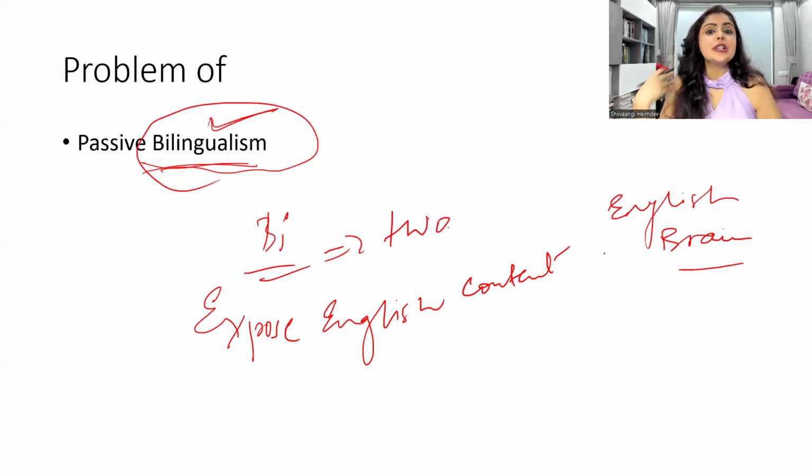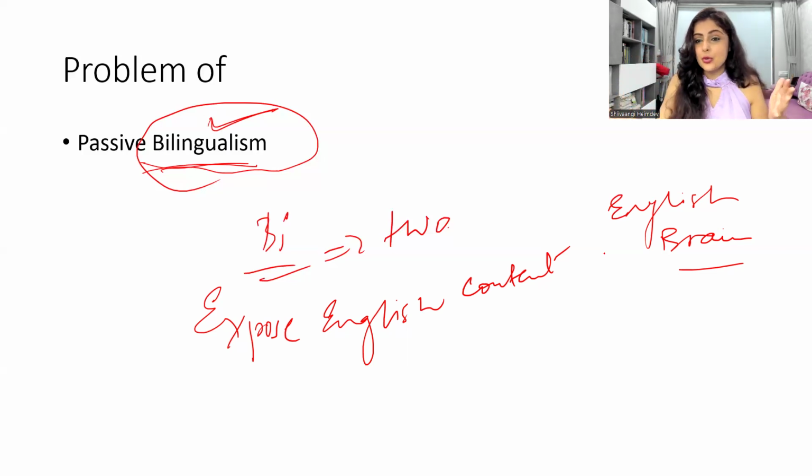So the condition that we are facing because of which we're not able to talk in English is passive bilingualism. And the solution to this condition is exposing ourselves to English content, building our English brain. And while we are doing so, simultaneously, parallelly, keep talking in English. Make sure that your speaking activity happens daily for 10 to 15 minutes.